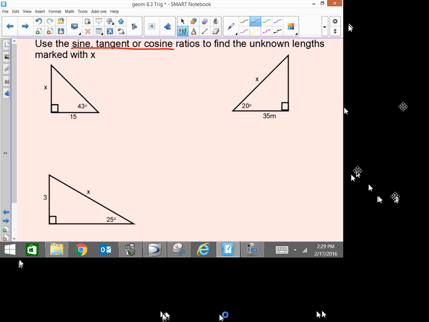So, first of all, we're going to use trig, sine, tangent, or cosine, so this is how we have to figure out. We're going to use this angle. Yes, we know this other angle, but we don't need to use it, right? Do they have to be right triangles? Yes, they have to be right triangles. We don't care about this angle. We're going to use this one.